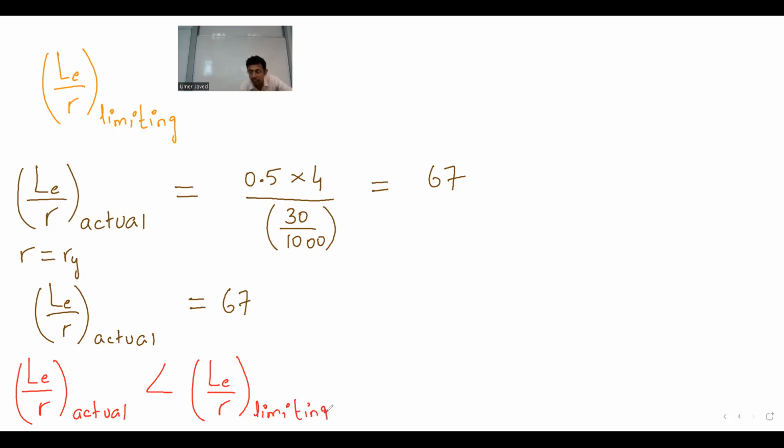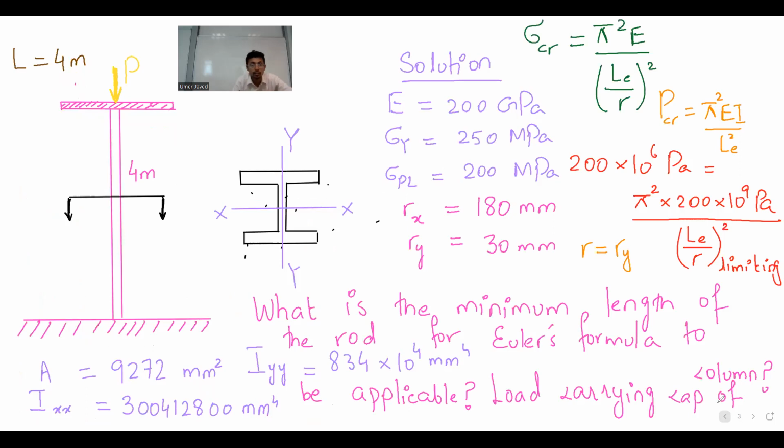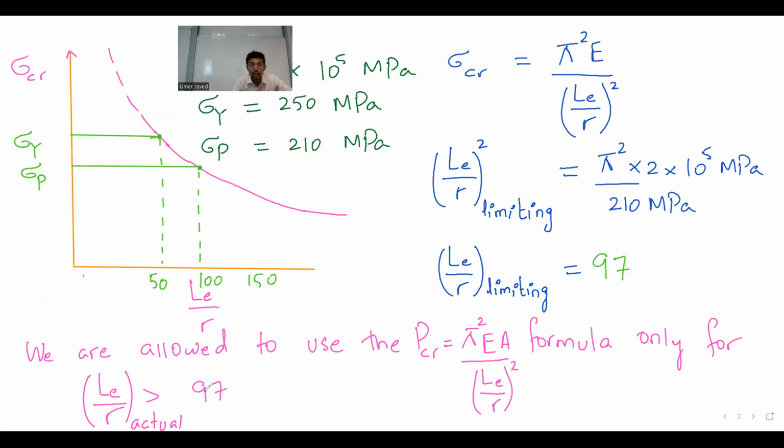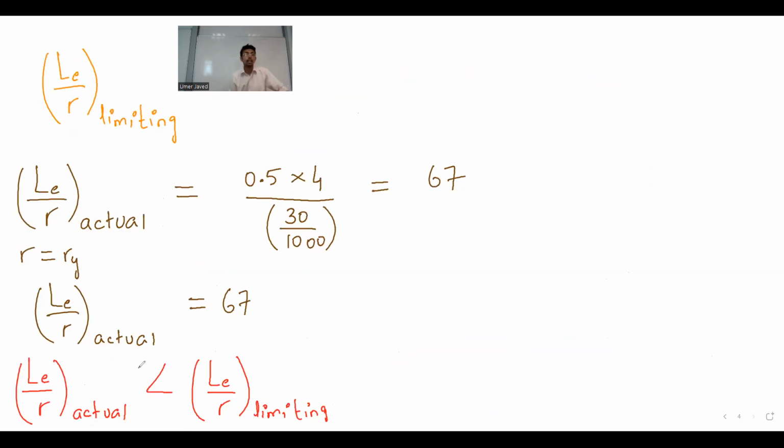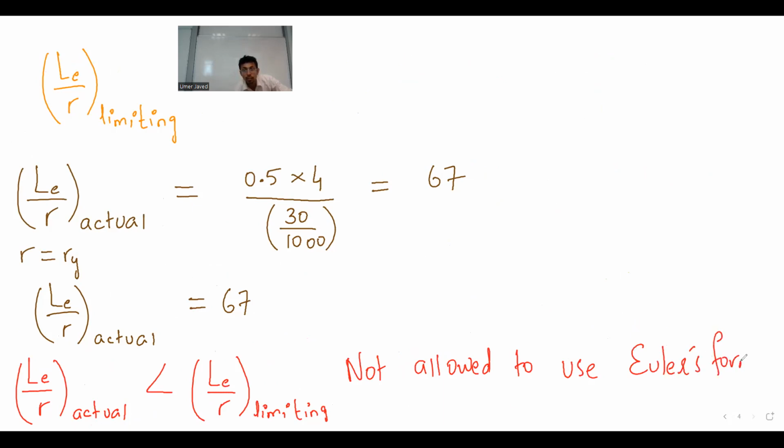Okay, now I remember what I decided before coming to class. Anyways, pretty sad that I forgot. Here I wrote LE over R actual should be greater than the limiting value, but I am getting LE over R actual smaller. Not allowed to use Euler formula. It will either fail under yielding or it might fail under a combination of two.